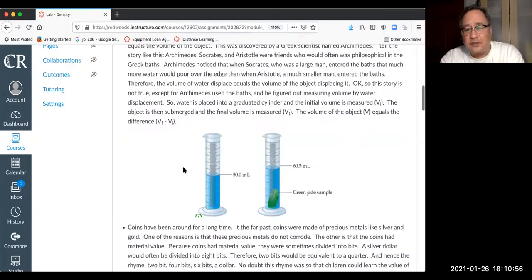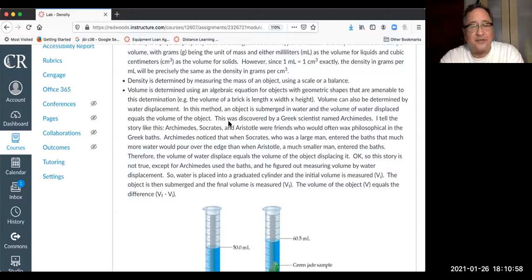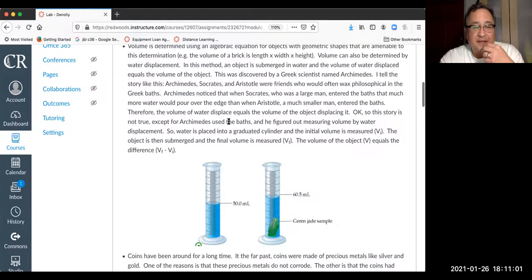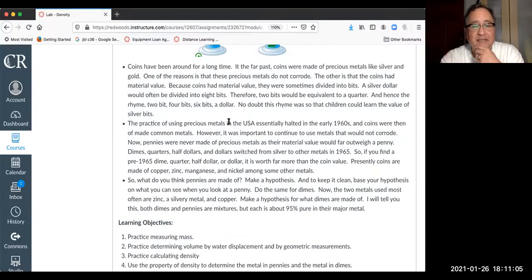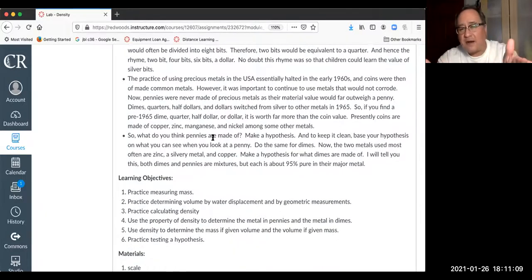I also give you this stupid story about Archimedes, which isn't true, but I just try to make it fun. I mean, chemistry is pretty daunting to some people, so you've got to try and make it somewhat relatable. And then I talk about how pennies and dimes are made out of copper and nickel, excuse me, copper and zinc. When you look at a penny, it looks like it's made out of copper. When you look at a dime, therefore, it's made out of zinc. And so that's kind of like a hypothesis for what they're made out of.